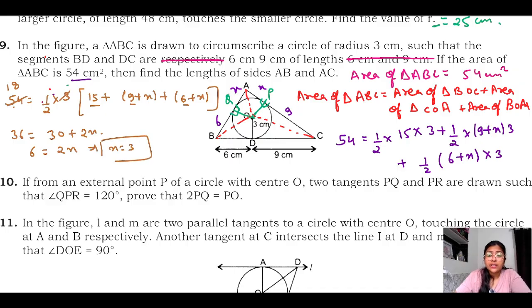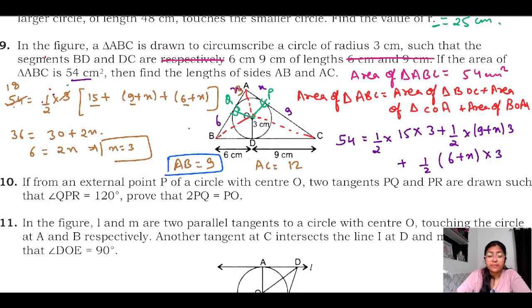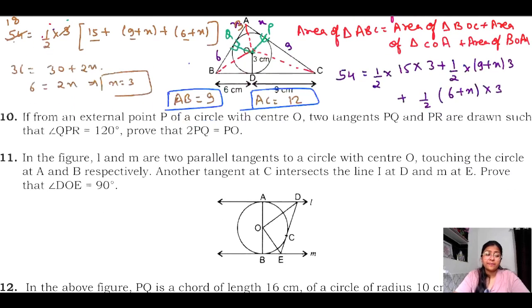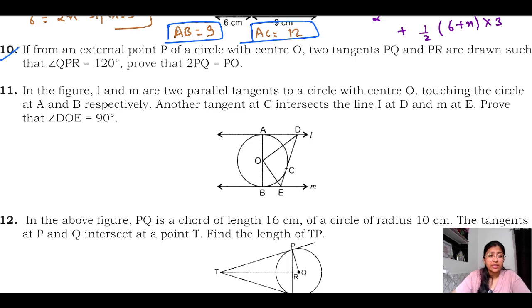If the value of x is 3, then the length AB will be 6 plus 3, that is 9. And the value of AC will be 9 plus 3, that is 12. These two are the final answers. Okay, learners, is this question clear to you? Any doubt? No? Okay. Now we are on question number 10. See question number 10.